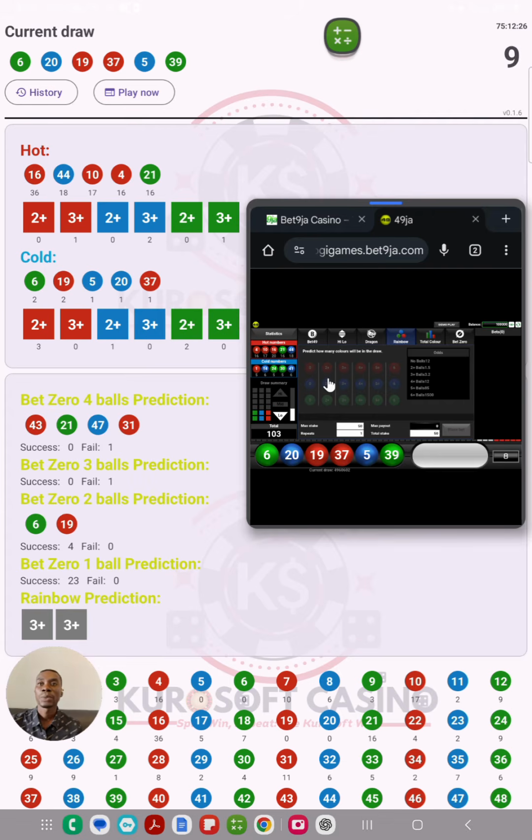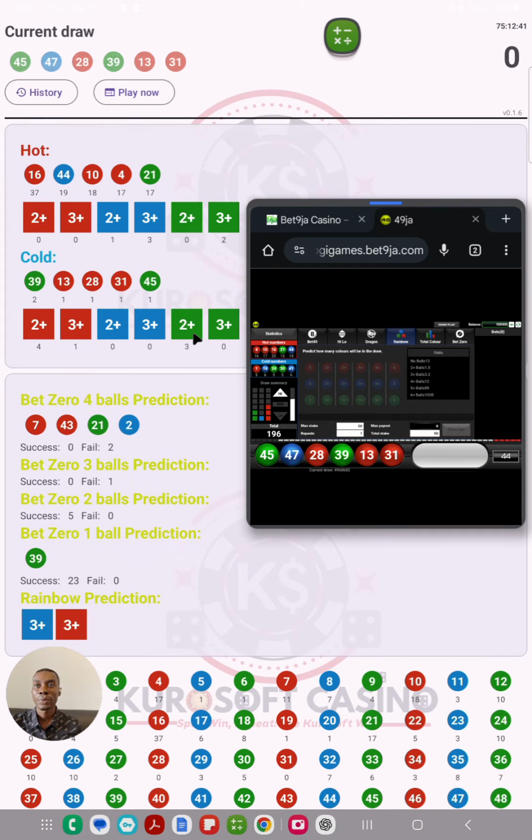Now, looking at the 2 plus market, if you look here, you are going to see that currently the red is experiencing a parallel trend. Also, the green is experiencing a parallel trend. Now, two markets is not supposed to experience a parallel trend for a long time. So this means one of them is going to break anytime soon. So you wait for that one to break before you follow up with the other one.